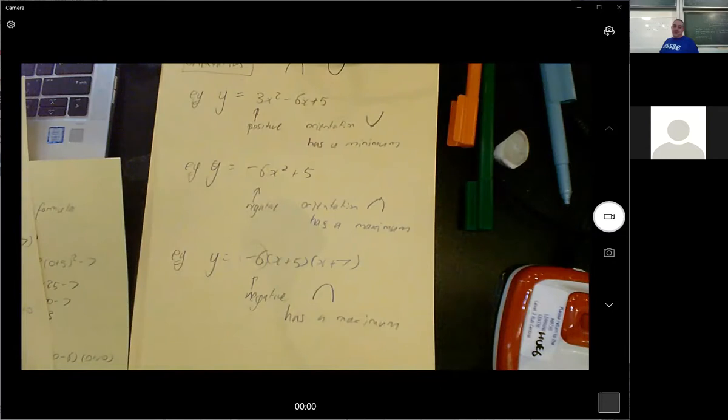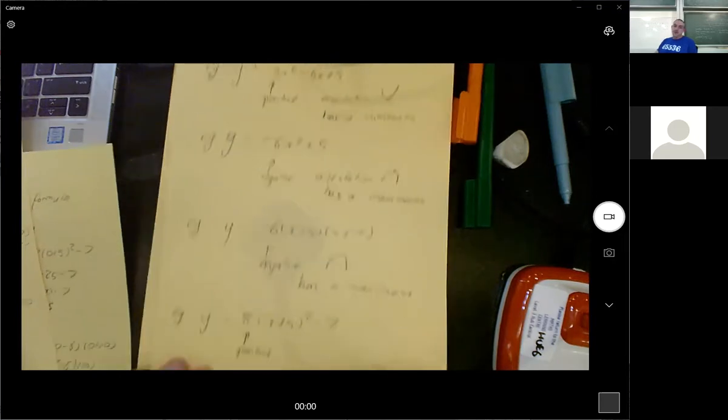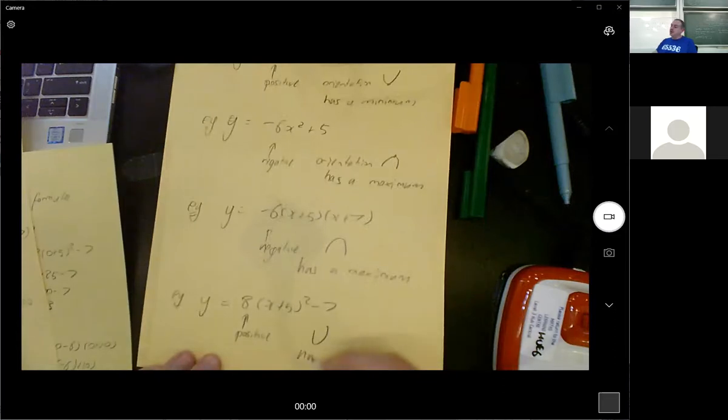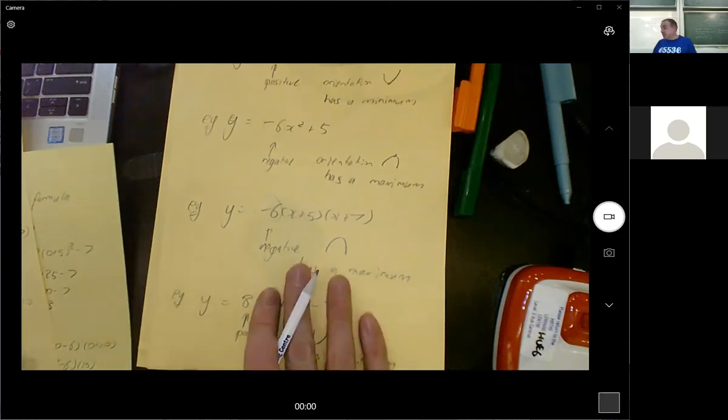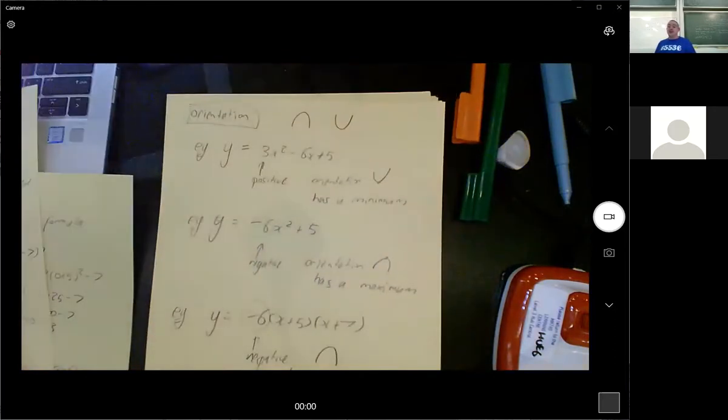Okay, and it works just as well here. That's positive. And so therefore it's this way, and it has a minimum. So at the moment, this doesn't tell us what the minimum is, it just tells us whether it has a minimum or not. And that's useful information because sometimes you can tell whether it meets the x-axis by depending on some things like that.